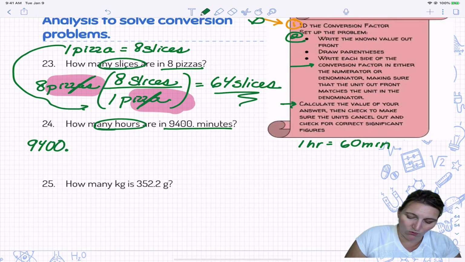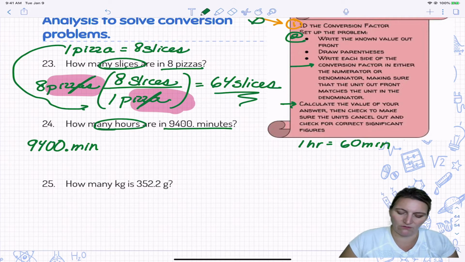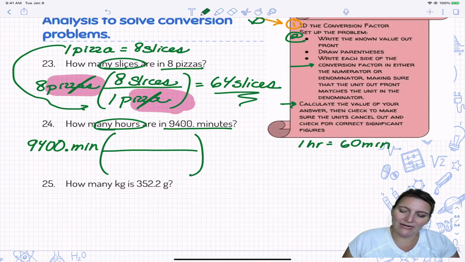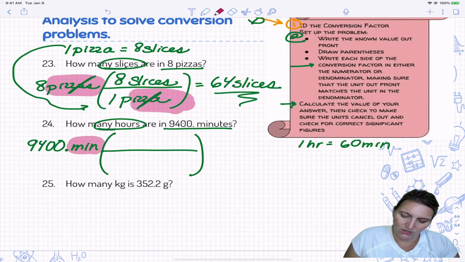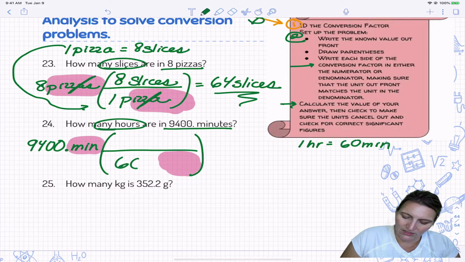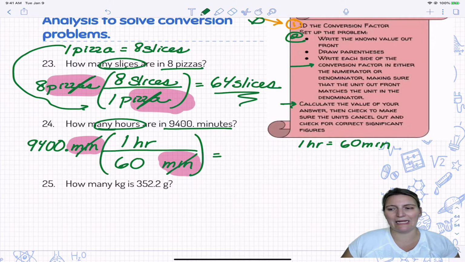9,400 decimal point minutes. That decimal point is going to become important because minutes is something that we would measure, so there's going to be significant figures involved in this. Now I make a parenthesis, write each side of the conversion factor, and you have to pick it so that the unit out here matches the unit down there. So then 60 minutes is going to go on the bottom, 1 hour is going to go on the top. Therefore, the minutes units can cancel out.